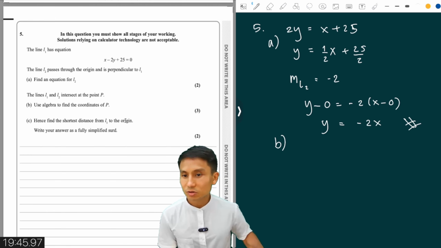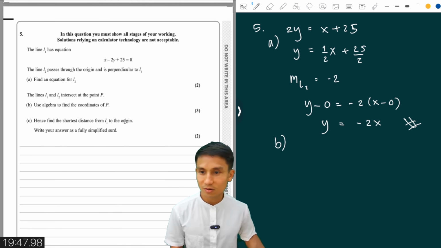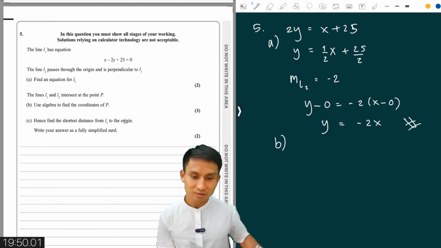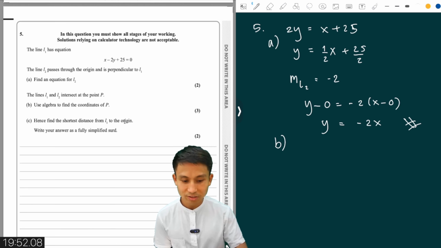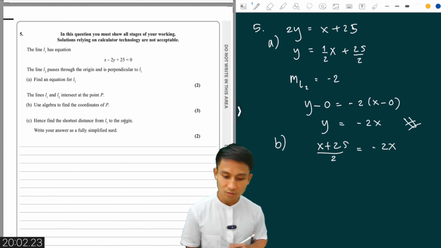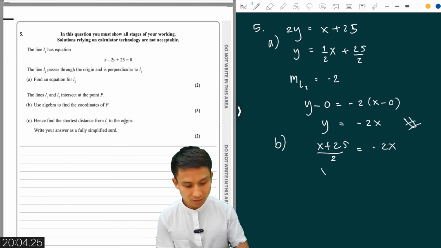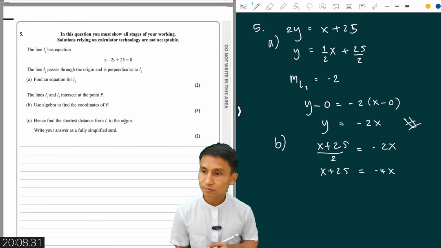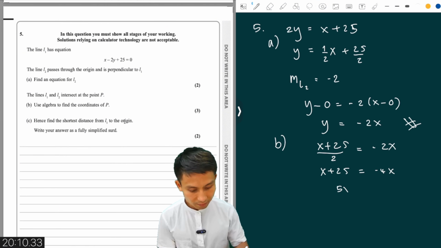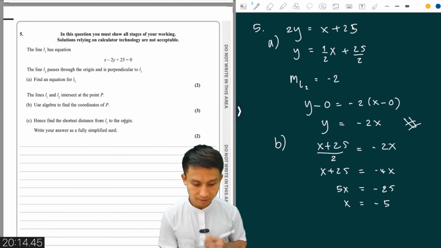The lines L1 and L2 intersect at point P. Use algebra to find the coordinates of P. This should be fine. So we equate the two equations. I'm going to do x plus 25 over 2 equals minus 2x, right? Just equate the two functions there. So x plus 25, moving the 2, we get minus 4x. So I have 5x equals minus 25 and x equals minus 5, right?